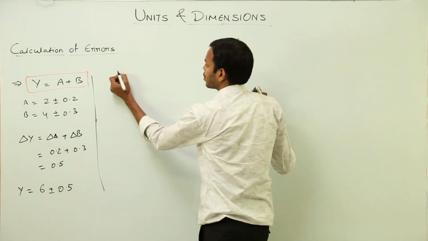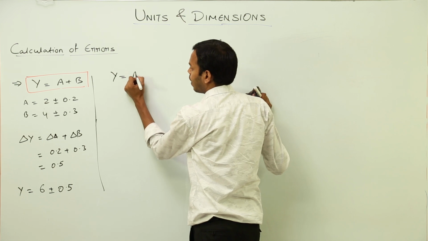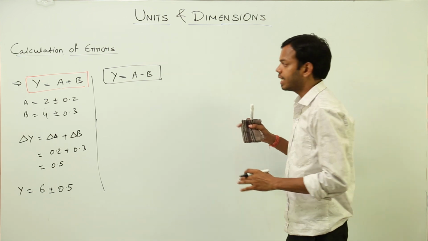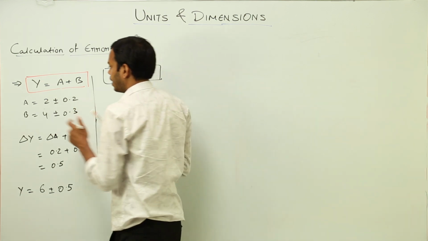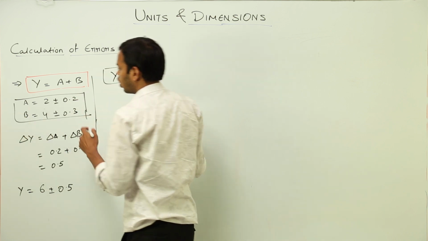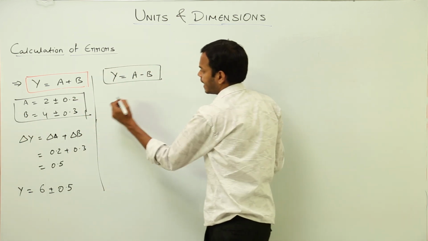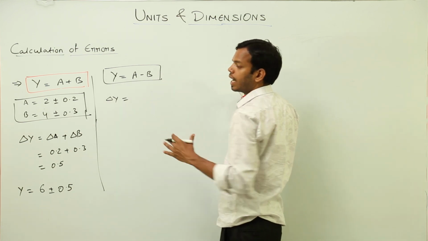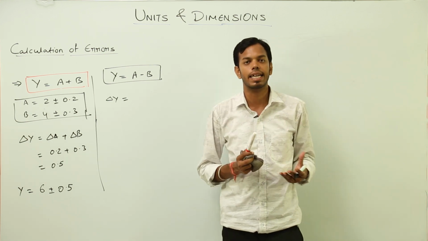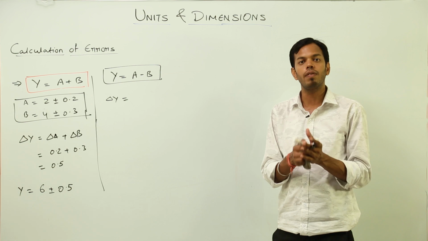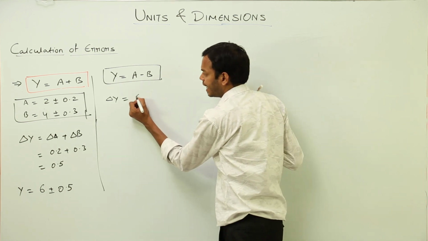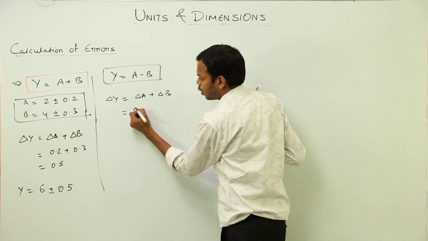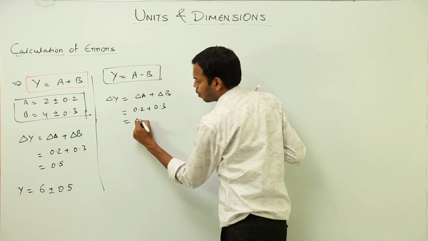Now let's try subtraction. The given equation is y is equal to a minus b. Again in this case we are taking the same values. Let's take these two values only in each of our expressions. In finding the error in the final value, the errors are always added up, errors are never subtracted. You have to keep that in mind. So delta y would again be delta a plus delta b, which is 0.2 plus 0.3, which is 0.5.